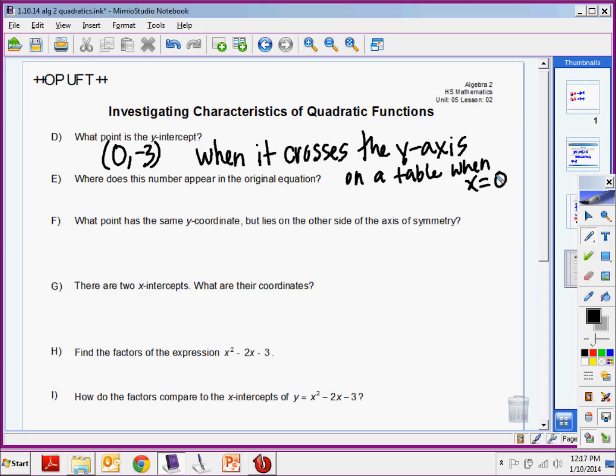When you look at -3, and you look at the equation we had, what is our equation? Y equals x squared minus 2x minus 3. What do you notice about that number? It's in the same place as the y-intercept, or slope-intercept b. Exactly. So what this tells us is our constant value is the y-intercept.